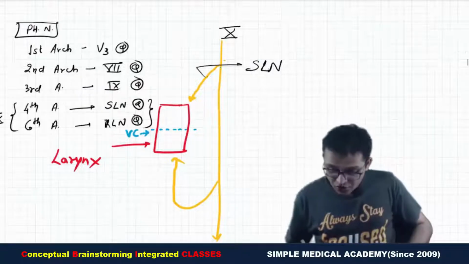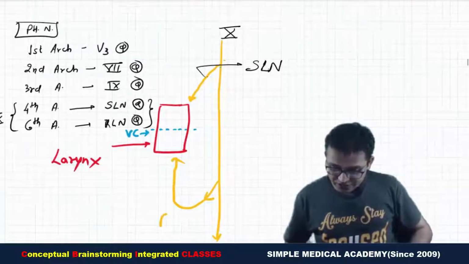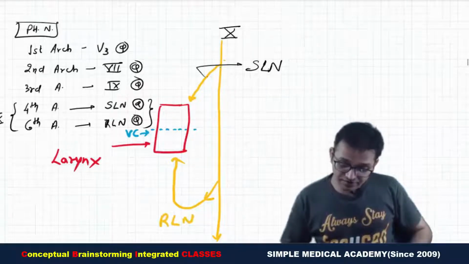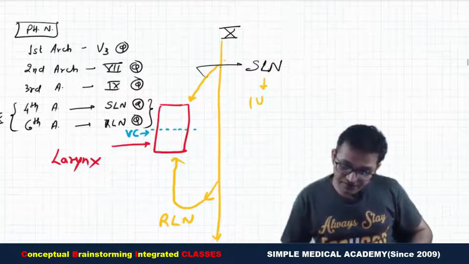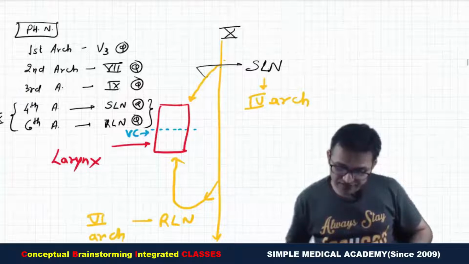But the better terminology which is used is the recurrent laryngeal nerve. Why is it known as recurrent? Because it first goes downward, then again it goes upward. That's why this is the recurrent laryngeal nerve. So remember, this is the nerve of the fourth arch, while this is the nerve of the sixth arch.